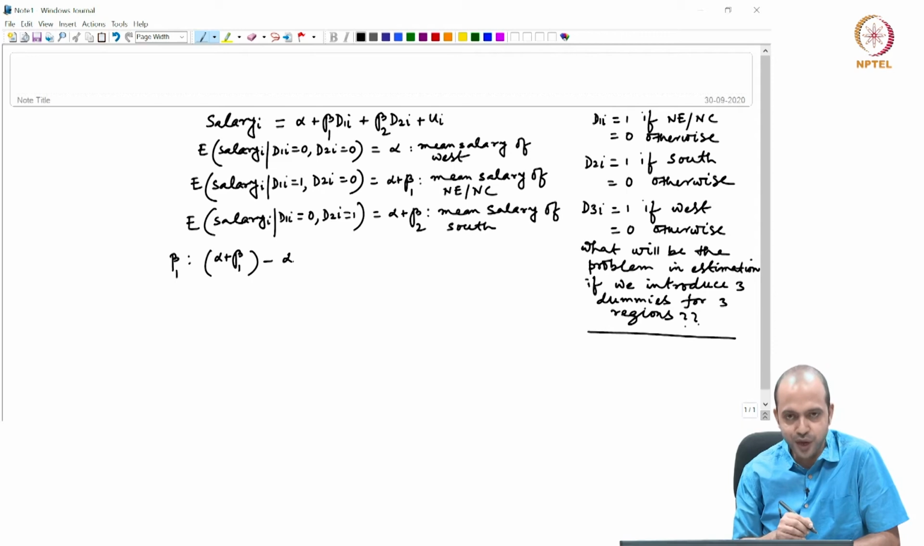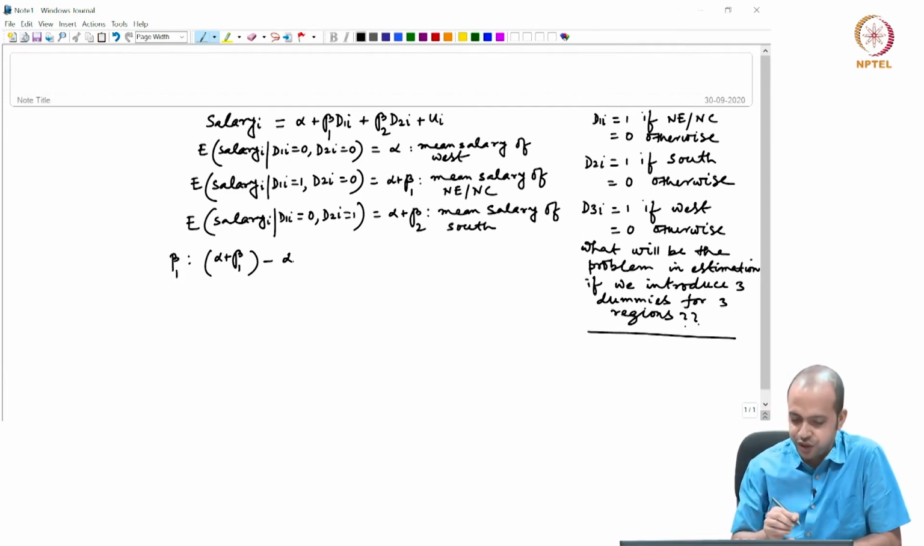We are trying to compare the mean salary of northeast or north central with that of the base category, which is the western region. Depending on the sign and significance of beta 1: if beta 1 is positive and significant, then we will say that the mean salary of northeast or north central is significantly higher than that of the western region. If beta 1 is negative and significant, then we will say that the mean salary of northeast or north central region is significantly lower than the western region. And if beta 1 is insignificant, then there is no significant difference between the mean salary of northeast or north central and west. Okay. This is how we have to interpret.